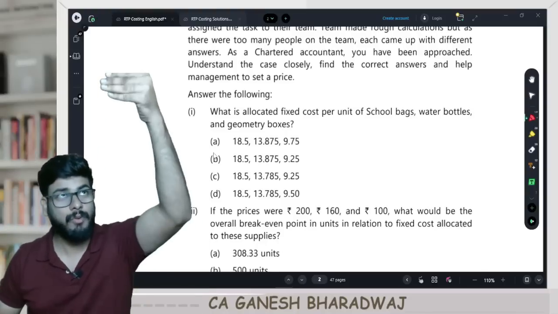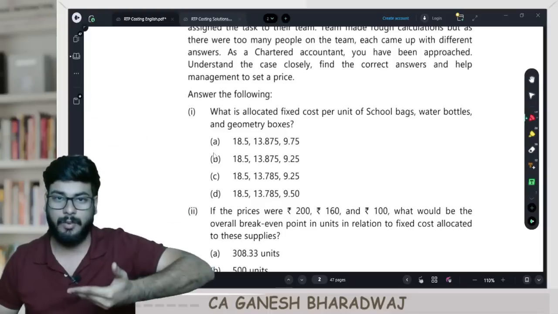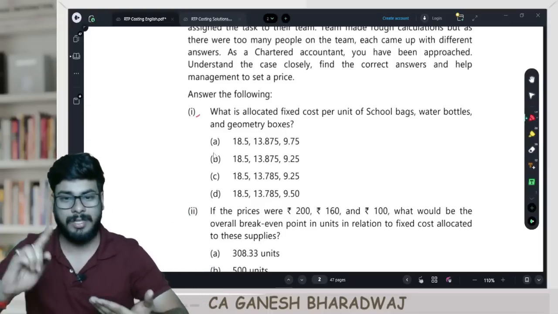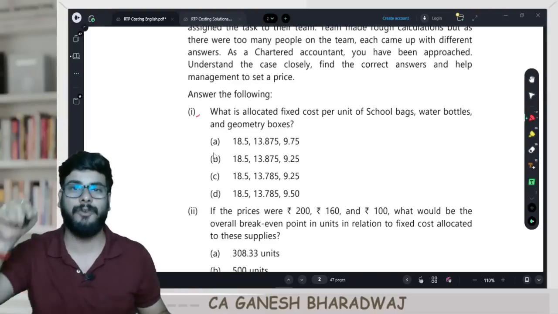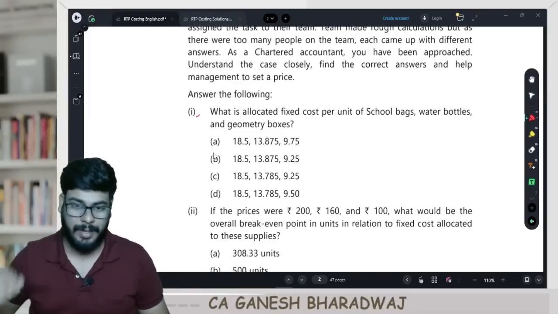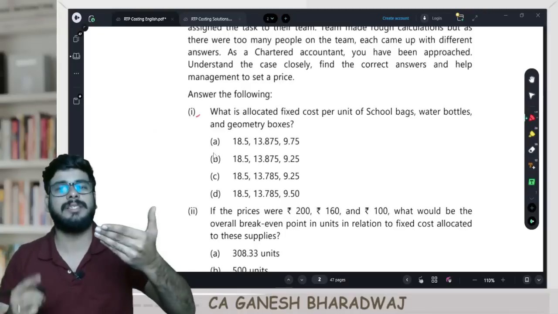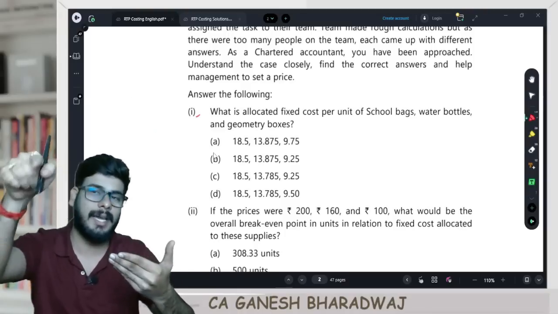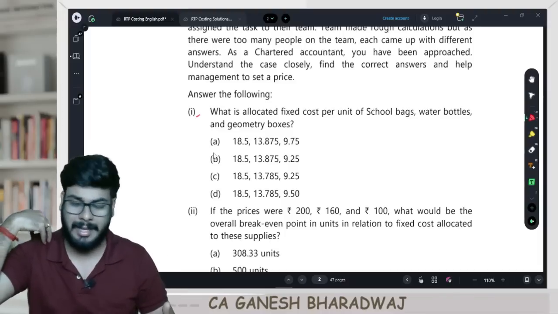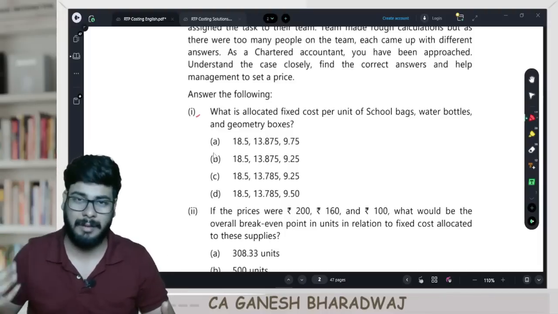Just imagine if you were to read this entire case study once and then go to the question. Once you are trying to attempt the question, once again, you will come back to the case study and look for these things. Rather, if you first start with the questions, at the time of reading the case study, you will look for these details inside the case study. This will help you to save a lot of time in your exam.